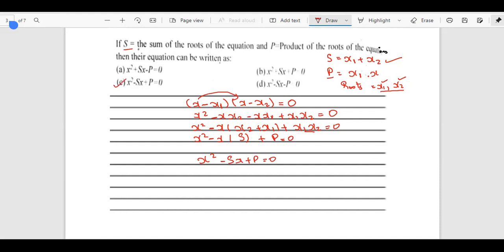Now here again, this question was easy. All you have to do is just convert these English statements into mathematical equations, okay, like these.